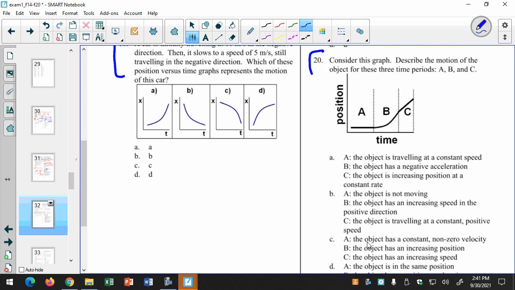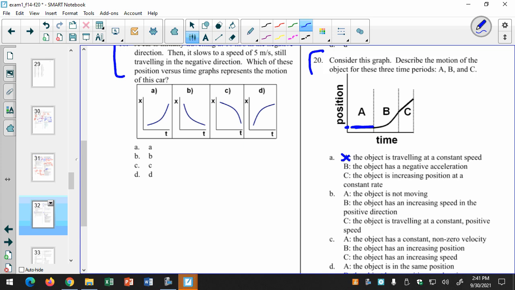On questions like this, just begin going through all the different options, and then you should be able to eliminate some of them. So here for A, the object is traveling at a constant speed. Right here? Not really, because the object is not moving at all. Its position is always the same over time during that region, so it's not moving.